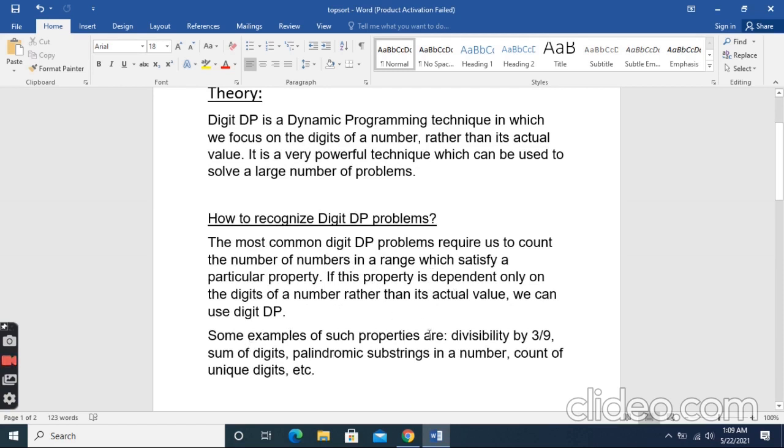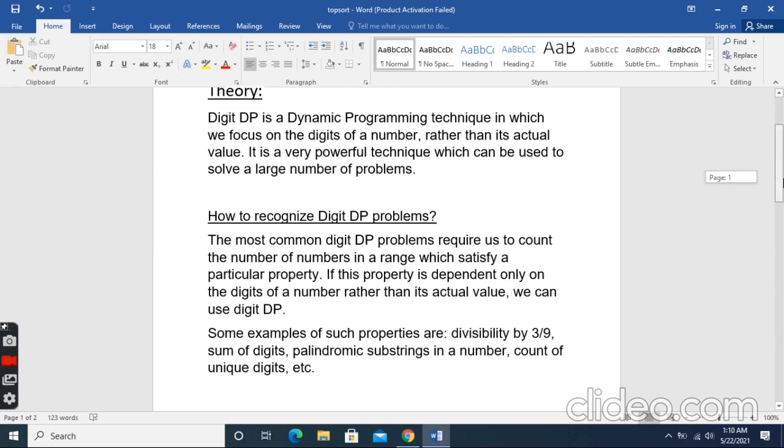For example, some of these properties are divisibility by 3 or 9. Now we all know that a number is divisible by 3 or 9 only when its sum of the digits is divisible by 3 or 9. So we can say that this property does not depend on the value of the number, but instead it depends on the digits of the number. Also the sum of the digits, count of unique digits, palindromic substrings in a number, or even whether a number is a palindrome or not. All these properties are only dependent on the digits of a number.